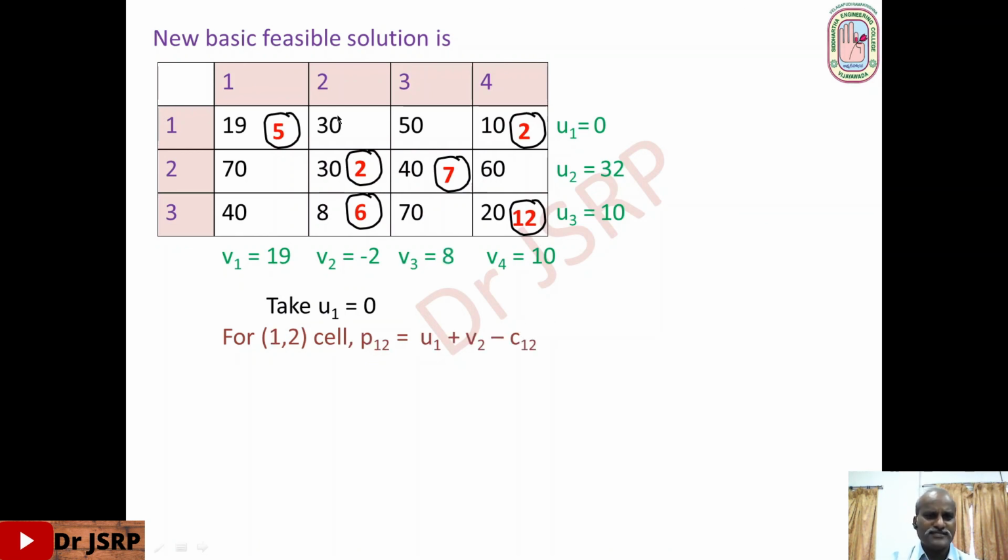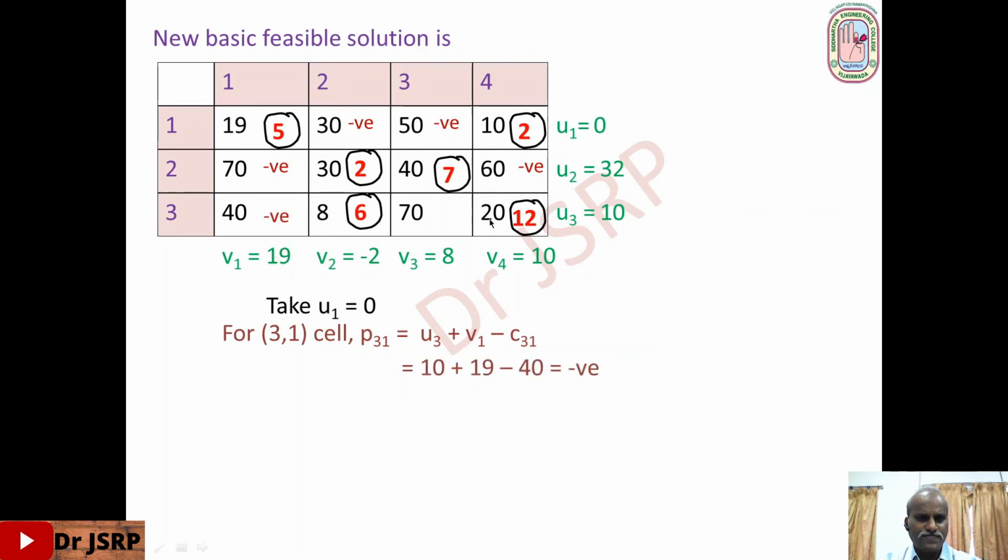Right. Now find the penalties for non-basic cells. For the first non-basic cell 1,2, P12: U value 0 plus V value minus 2, minus 30, so negative. P13: corresponding U value 0 plus 8, minus 50, so negative. Next, P21: corresponding U value 32 plus 19, 51 minus 70, negative. For P24: 32 plus 10, 42 minus 60, negative. For P31: 10 plus 19, 29 minus 40, negative. P33: 10 plus 8, 18 minus 70, negative.